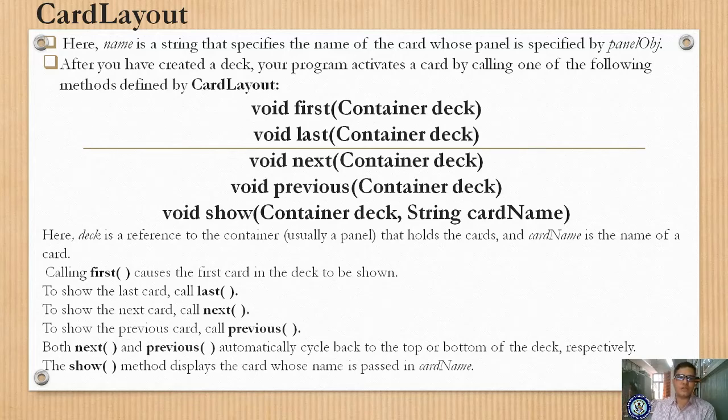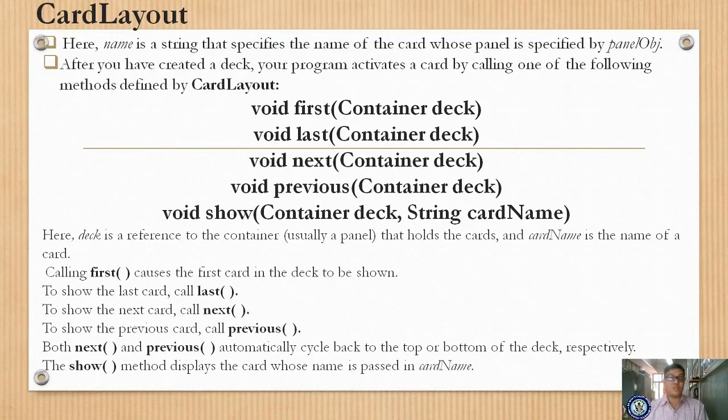After you have created a deck, your program activates a card by calling one of the following methods defined by the card layout. As we have seen, it holds different layouts. So in the different layouts, you are placing all the controls in panels. Whatever panels you have, you are supposed to mention them in the form of a deck. Let us see what this deck is.